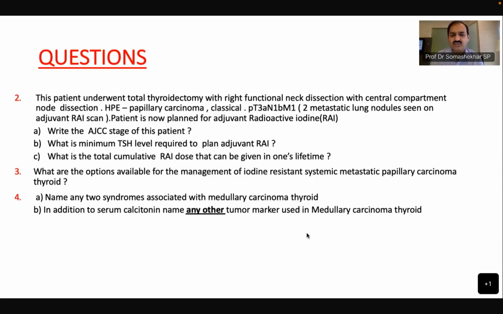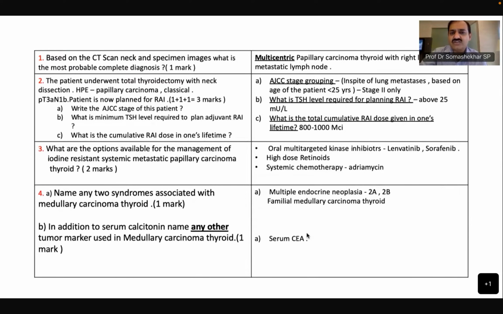And two syndromes associated with medullary CA thyroid. And in addition to serum calcitonin, what are the other tumor markers? Very important question. I am answering this. Based on the CT scan, there is multicentricity, so that is papillary CA thyroid.